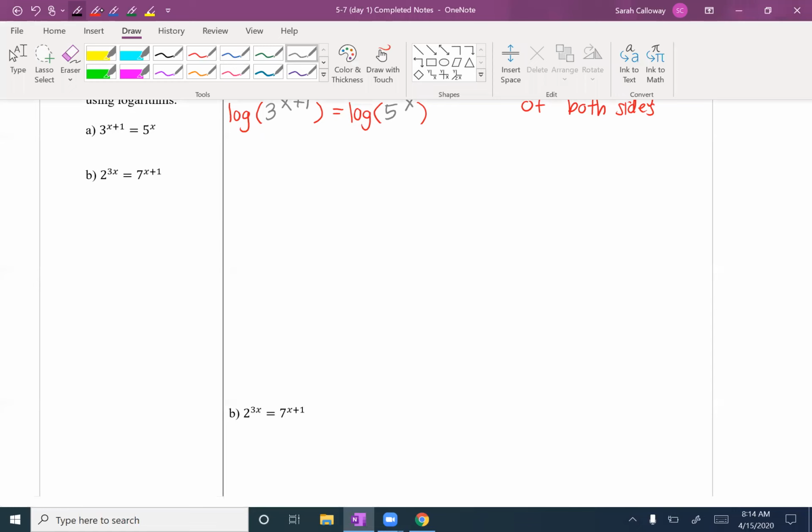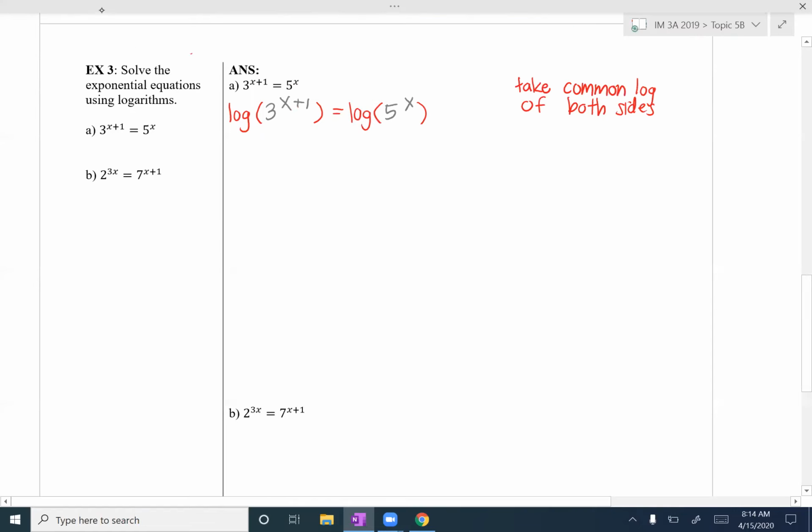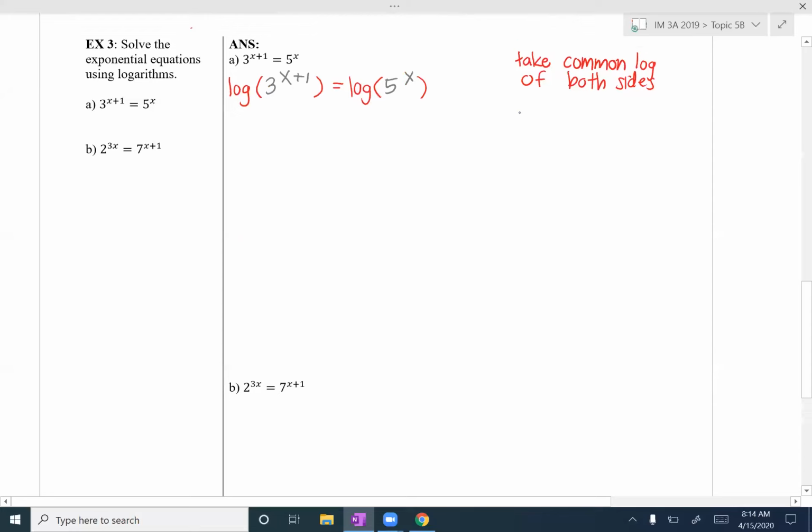Okay, so our goal here is to get x by itself. Currently, x is stuck in a power. And so what we're going to do is actually use the power property of logarithms. And remember that the power property tells us that I can take an exponent and move it to the front. So that means that I'm going to move x plus 1 to the front of log of 3. And I'm going to take the x and move that to the front of the log of 5. So again, I'm taking the exponent and moving it to the front by applying that power property.